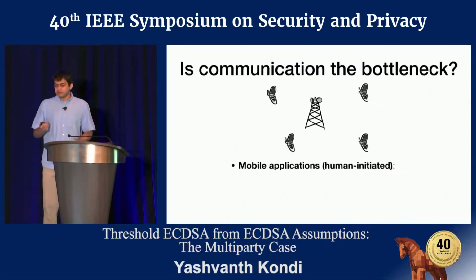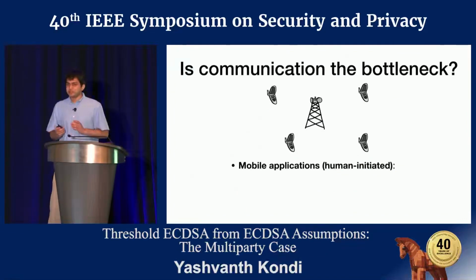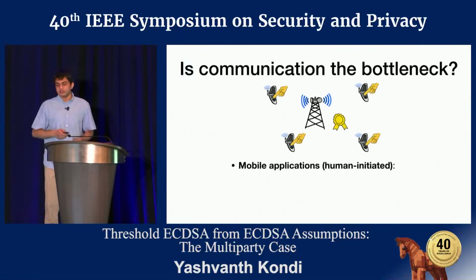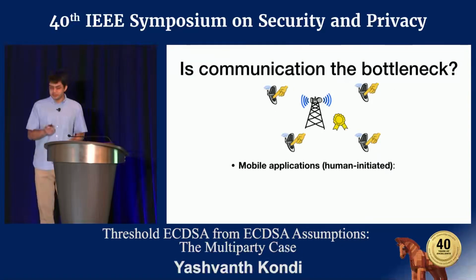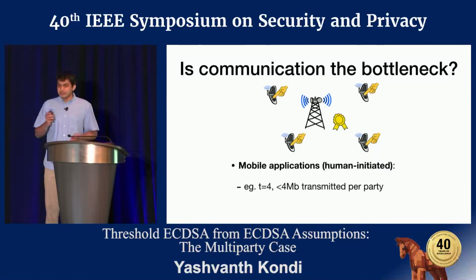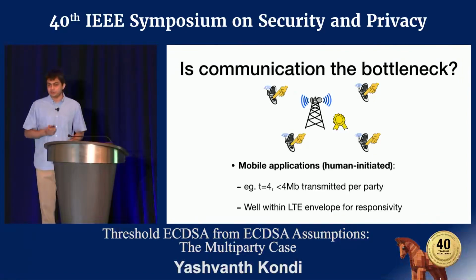Right, so a quick note on whether communication is really the bottleneck. So consider a mobile application which is human initiated. That is, a bunch of people on their phones press a button to be able to get a signature. Right, so with, let's say, 4 people doing this, this is less than 4 megabits transmitted per party, which for a responsive application running on LTE is quite reasonable. It's well within its envelope.